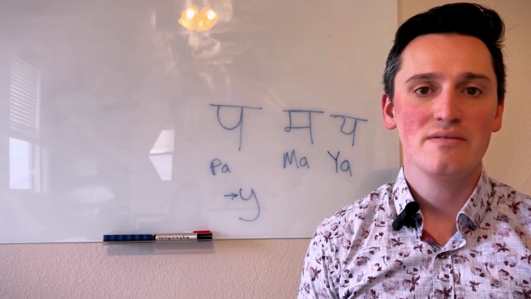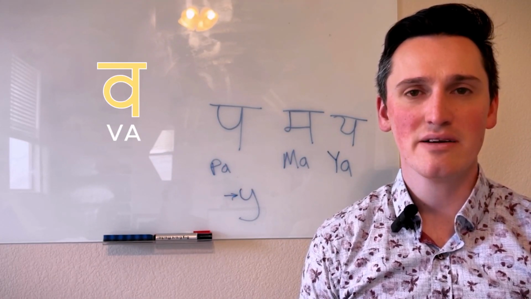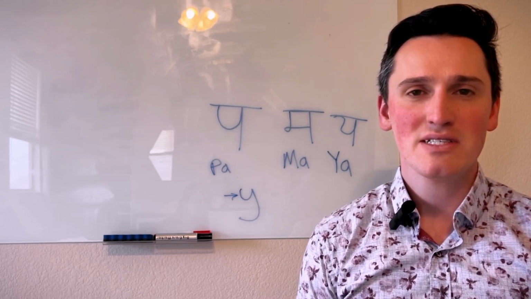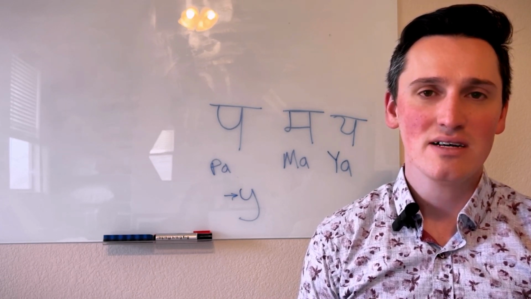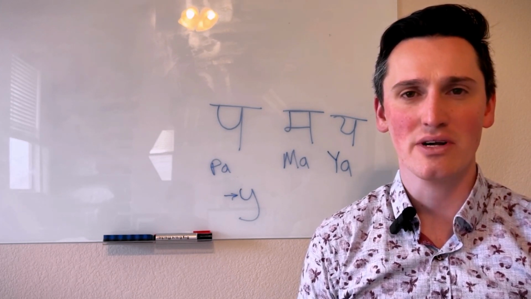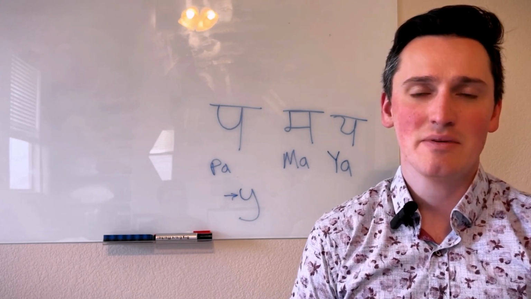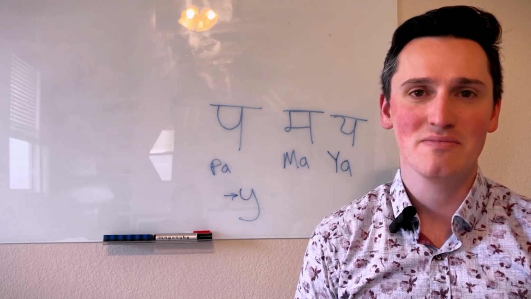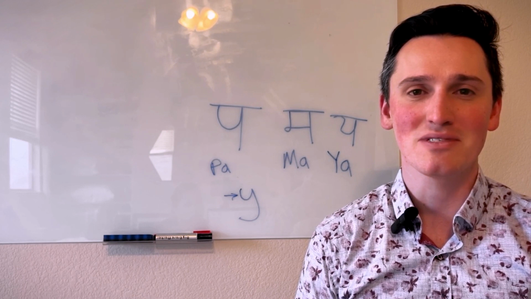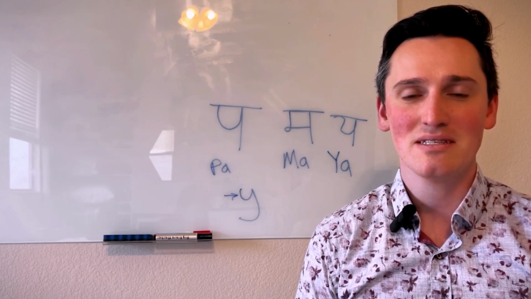Finally, we have va. So this one's special because it can be pronounced two ways. It can be pronounced va or wa. Typically, if it's at the start of the word, it's va, and if it's the middle or end, it's wa. But this can vary a little bit based on the word and based on the particular speaker as well. Sometimes people will say them just a little bit differently. This is actually true of Spanish as well. If you know Spanish, sometimes people say ve, sometimes they say we.